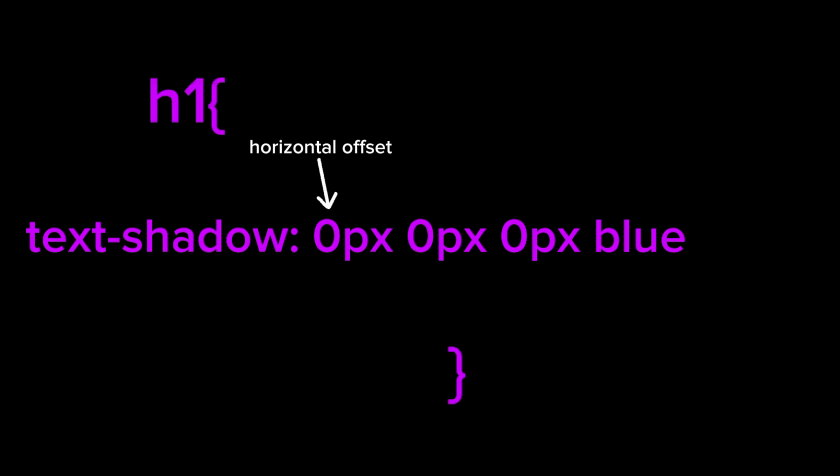Text shadow property. This is used to apply shadow to text. You can change the position of the shadow with the first number being the horizontal offset or going to the right, the second being the vertical offset or going down, the third number being the blur, and the last is the color of the shadow.